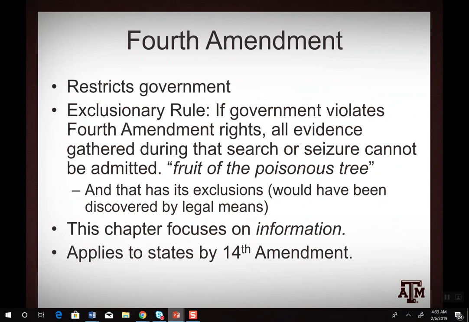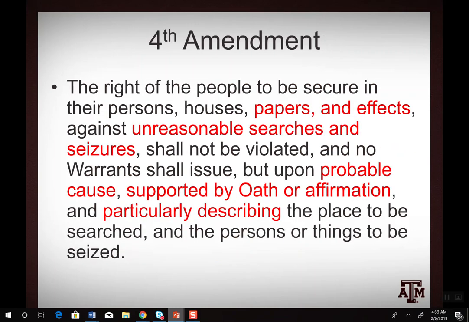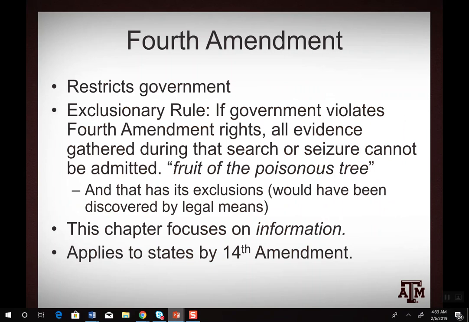Then there's something called the exclusionary rule, and this is why we have to be very careful on the Fourth Amendment, and that is if the government violates the Fourth Amendment, all evidence gathered during the search or seizure cannot be admitted. So the search warrant was invalid to go into the house, and they found all this evidence indicative of a crime. But guess what? Since the search warrant was invalid, then anything they pick up cannot be admitted. Now, there's an exception to this that the government will say, well, if it had been discovered by legal means, if we would have found it another way, and there is an exclusion or an exception to just about everything.